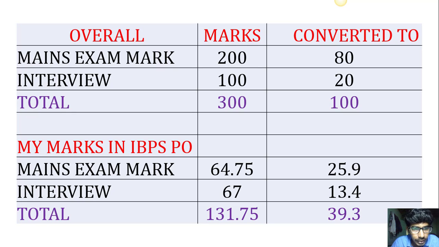Okay, for your reference, I have mentioned my marks in mains. I got 64.75, and 64.75 is converted into 25.9, out of 80. And in the interview I got 67, which is converted into 13.4, and the overall mark I got out of 100 was 39.3. Okay, this is the mark which I got in IBPS PO 2017. Okay, the final mark I got.